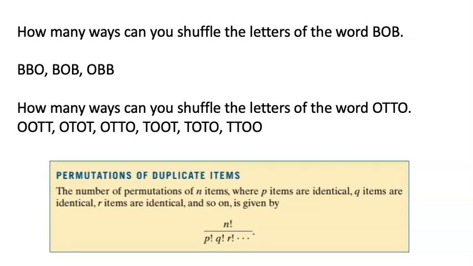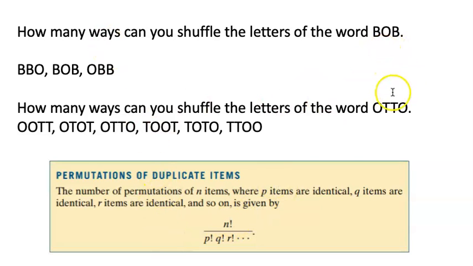And here is our formula. Permutations of duplicate items. The number of permutations of n items where p are identical, q are identical, r identical, and so on is given by that formula. A little hard to understand. I think it's easier to understand if we look at these examples.